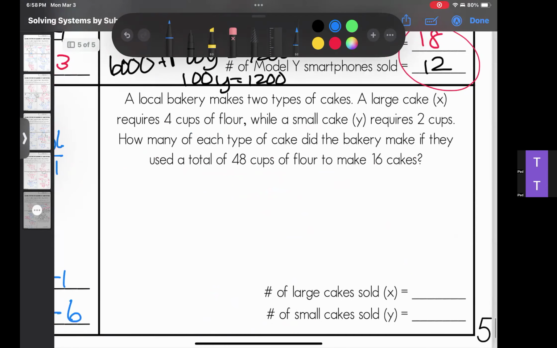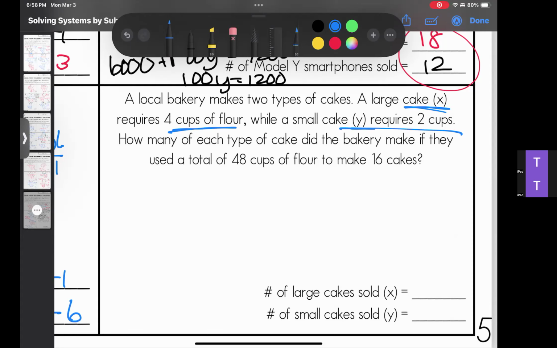All right, last one. Local bakery makes two types of cakes. A large cake is X and requires 4 cups of flour, while the small cake is Y and requires 2 cups. How many of each type of cake did the bakery make? If they used a total of 48 cups of flour and 16 cakes. So this one is a little bit more labor intensive, but again, not too terrible.